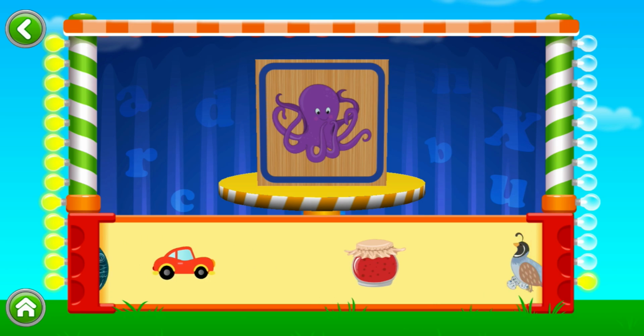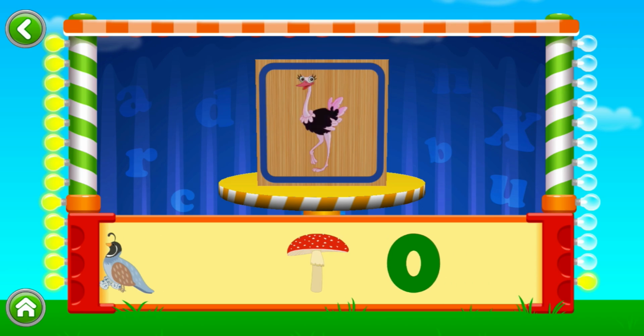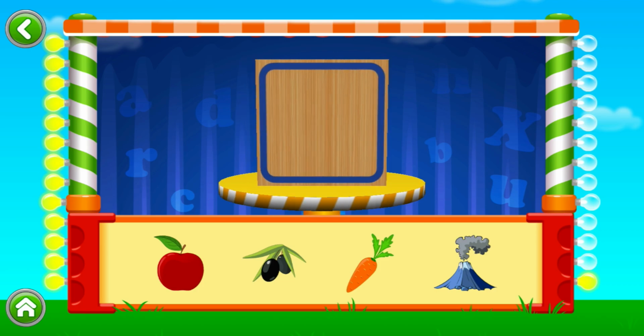Octopus. Go ahead and turn the letter cube. Ostrich. Now, let's do the next side. Olives.